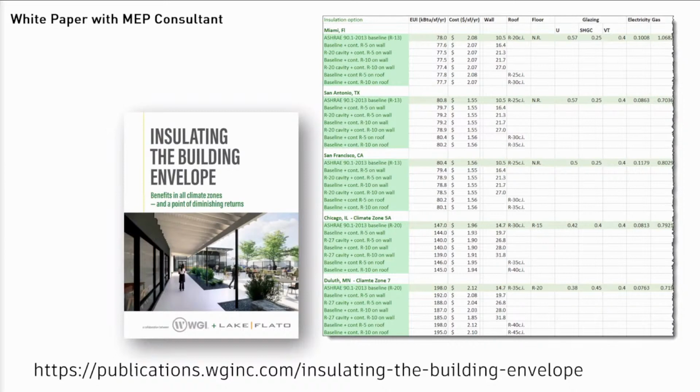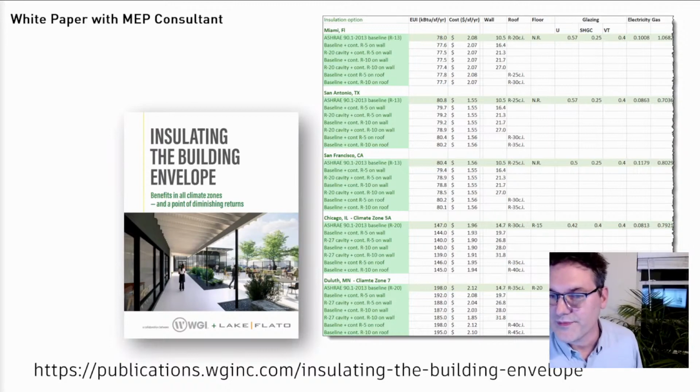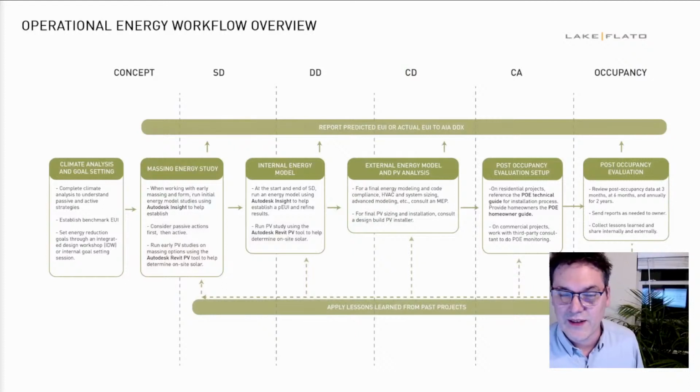I actually used this workflow that we're going to look at tonight to do work on this white paper with one of our MEP consultants in Austin called WGI that looked at different wall types and roof insulations. This was actually for a project in San Antonio, but we then decided to take that same project and put it in different climate zones, looking at this idea of the point of diminishing returns for insulation thickness. And so there's a link at the bottom. You can go check that out.